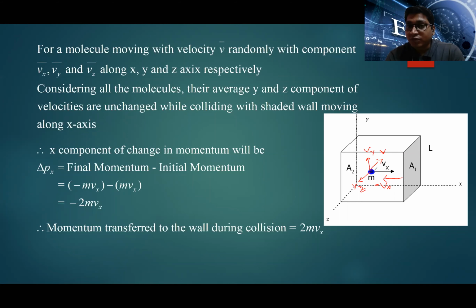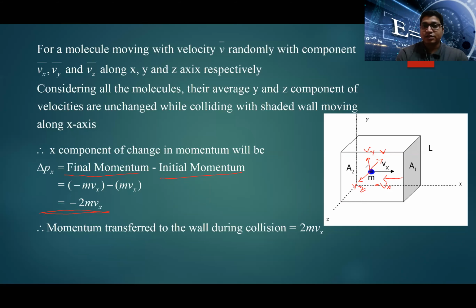So what will be the change in momentum then? The change in momentum is going to be final momentum minus initial momentum, so it is going to be minus mVx minus mVx, which is minus twice mVx. This is the change in momentum of the gas molecule. The minus sign indicates there is a loss in the momentum of the gas molecule.